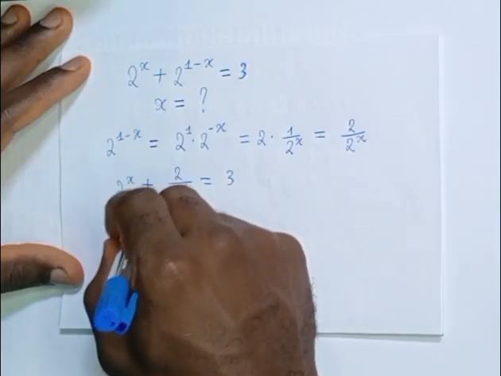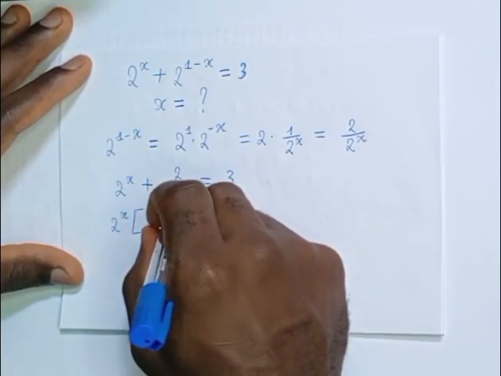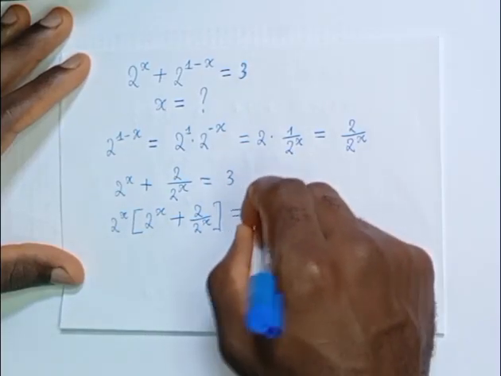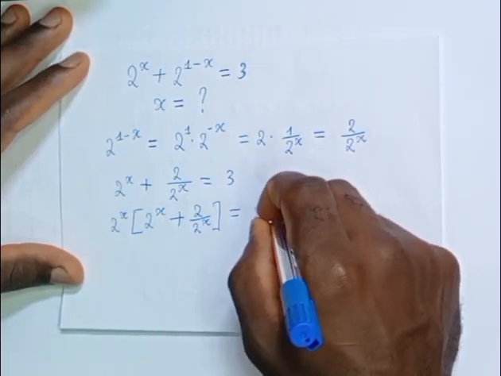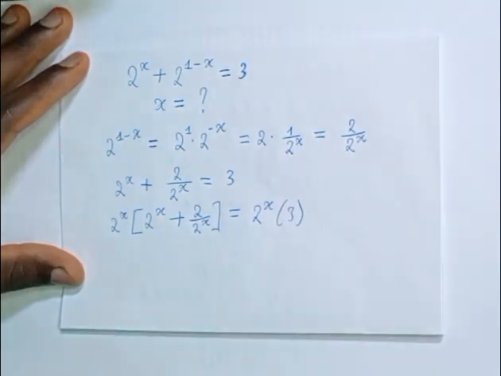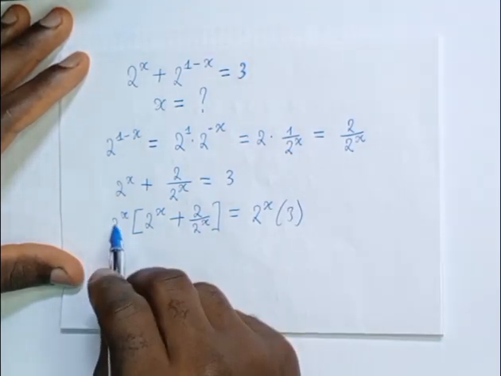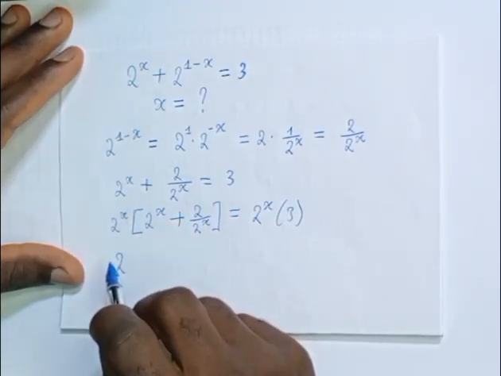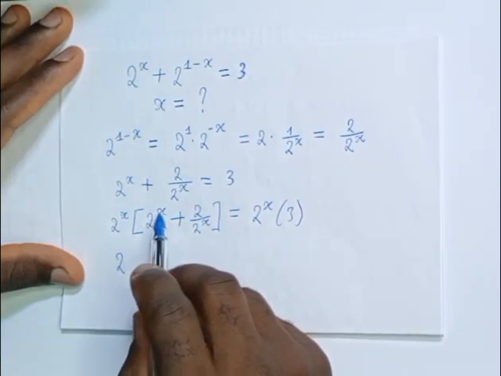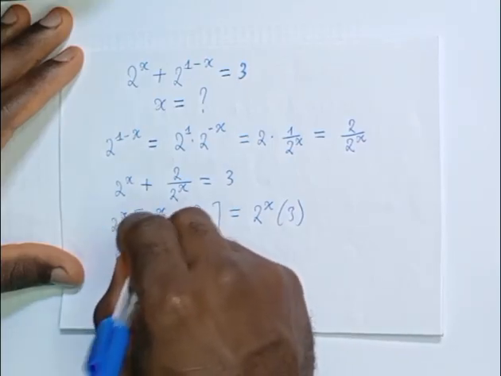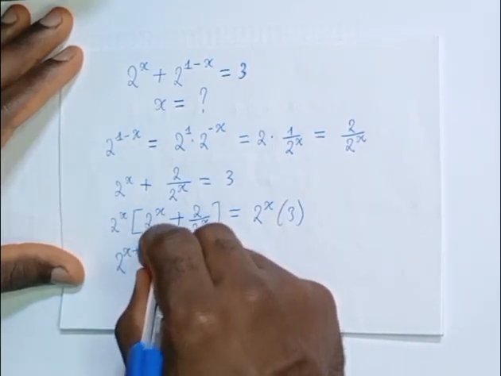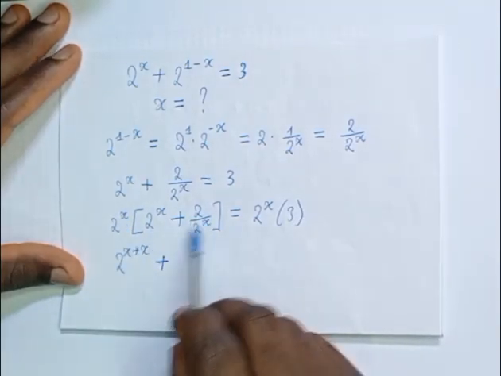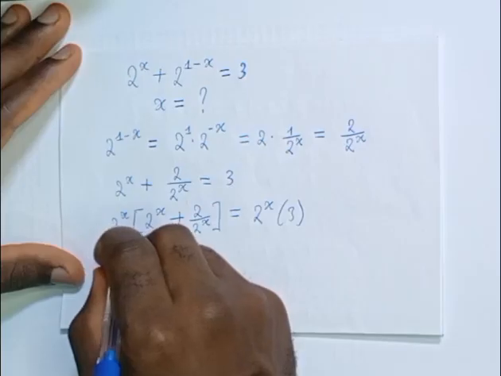Take 2 raised to the power x times 2 raised to the power x plus 2 on 2 raised to the power x is equal to 2 raised to the power x times 3. 2 raised to the power x times 2 raised to the power x simply gives us 2 raised to the power, applying the laws of indices, we add the powers x plus x, plus 2 raised to the power x times 2 over 2 raised to the power x. 2 raised to the power x here can be expressed as 2 raised to the power x over 1.